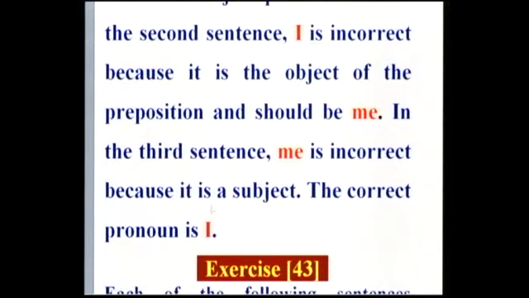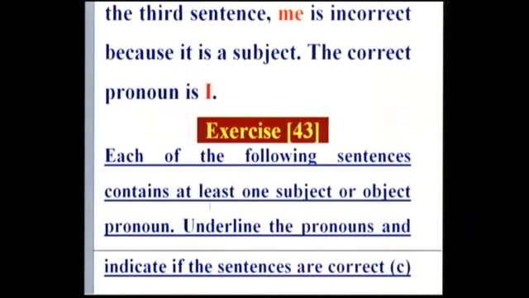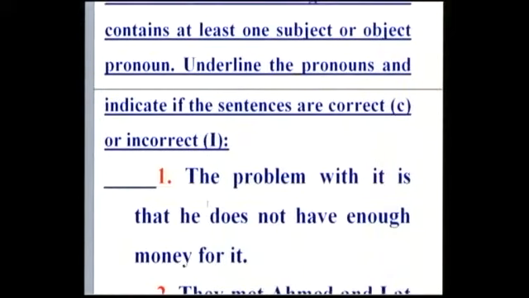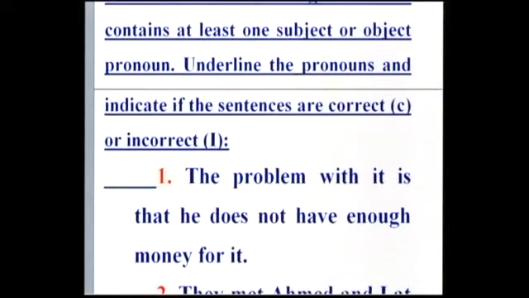Okay, let's do this exercise together. Each of the following sentences contains at least one subject or object pronoun. Underline the pronouns and indicate if the sentences are correct or incorrect. Number one: The problem with it is that he does not have enough money for it. It contains at least one subject or object pronoun. يعني احنا مفروض هنا نعمل ايه؟ We should check all pronouns, either subjects or objects. هنشوف كل الضمائر اللي هي subject أو object.